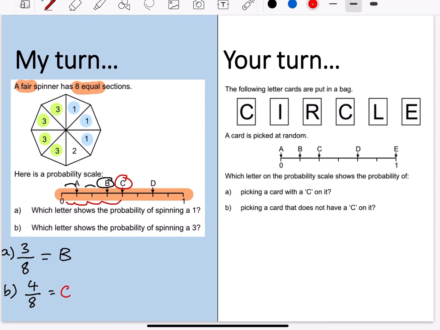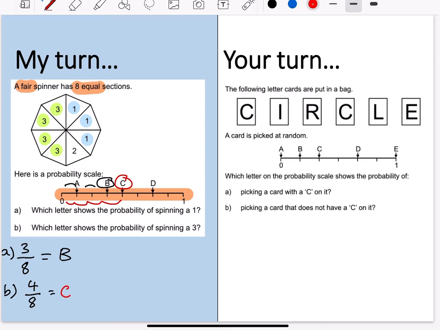Even though 4 out of 8 can be simplified to a half, there's no need to in this case because we're looking to allocate it on the scale, which is split up into 8. With probability, unlike when we normally work with fractions, it's not always easier to simplify. Pause the video and have a go at the your turn question.